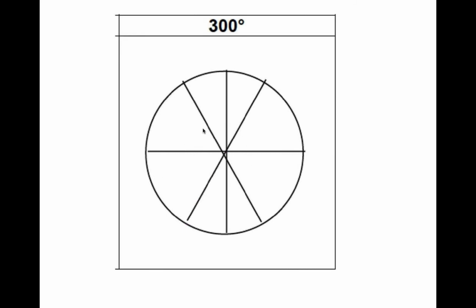At 300, that's more than 270 but less than 360. So it's going to be here. It's 60 degrees less than 360. Opposite the 60 is root 3. Opposite the hidden 30 is 1. The hypotenuse is 2. Right is positive, down is negative. And the hypotenuse is always positive.